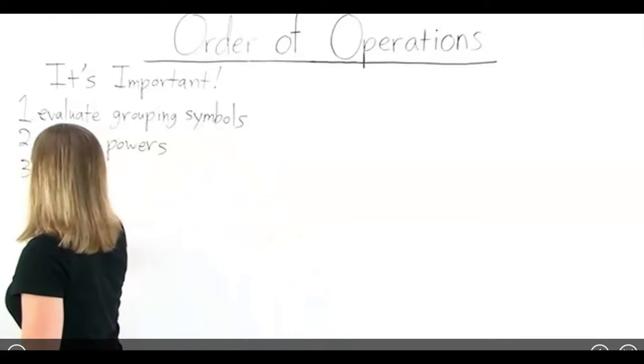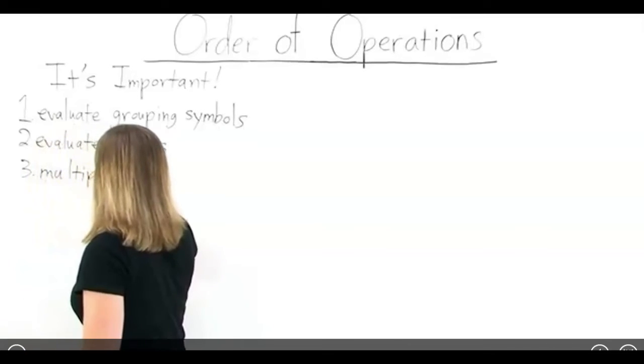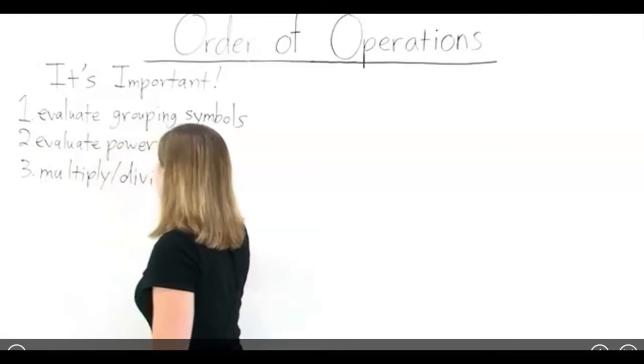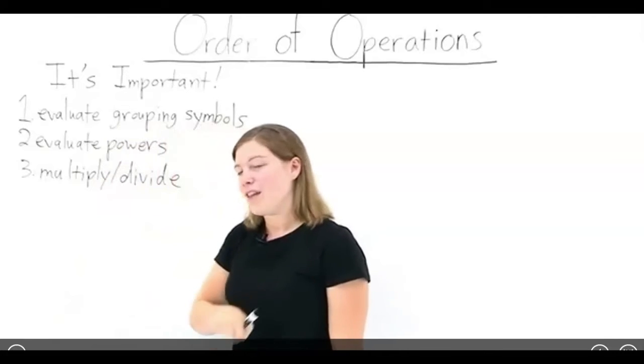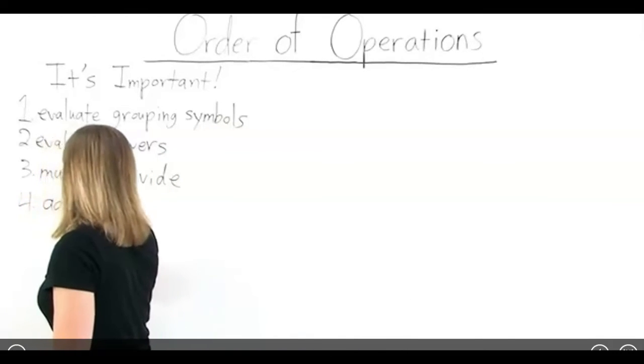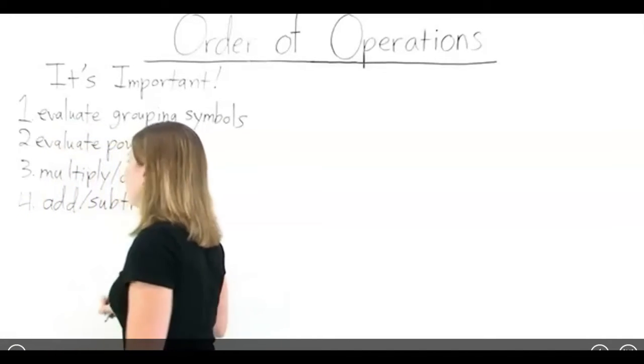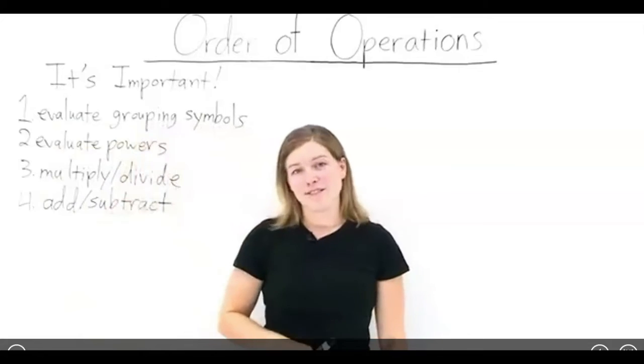Step 3 is to multiply and divide. You want to do this the same way that you would read a book, from left to right. Now our fourth and final step is good old adding and subtracting. We want to do this the same way that we multiply and divide, from left to right.